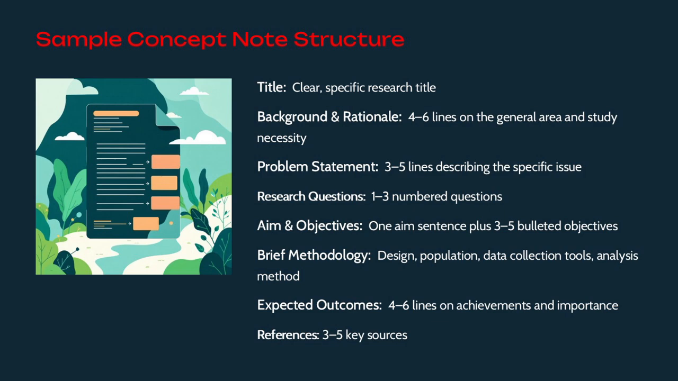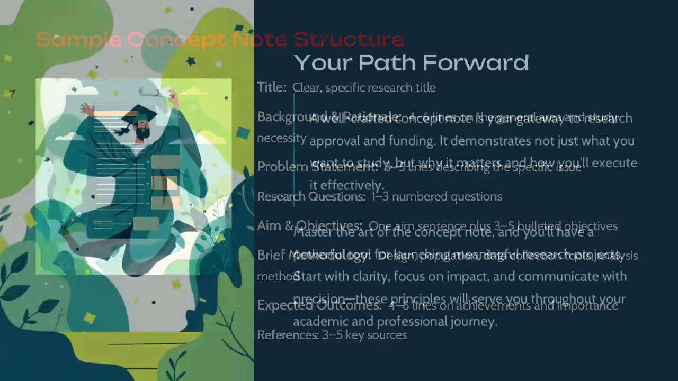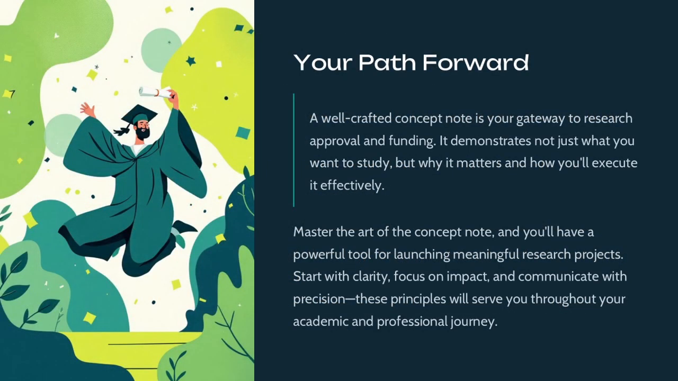One more important thing is you can also write 3 to 5 key sources. When you are writing the concept note, you can write a few important sources which you have gone through, or you have referred, or you want to make us know about those references, so you can highlight them. Then your path forward.